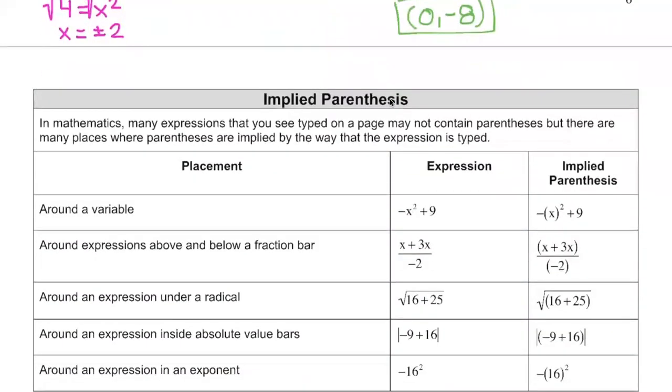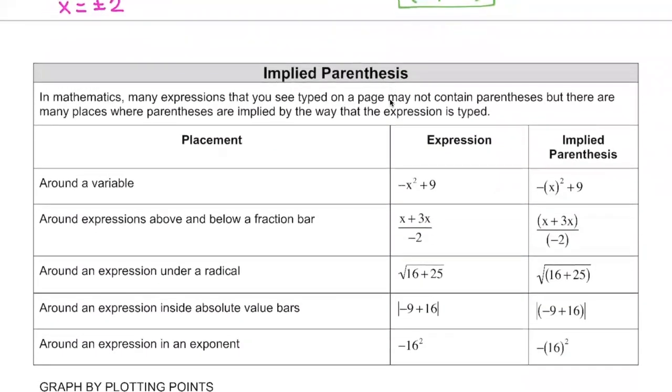The next thing we're going to talk about is implied parentheses. So there's always a parenthesis around a variable. So this x squared here means there's a parenthesis around it. It's not around the negative. If it wanted to be around the negative, they would have to put a parenthesis around the negative. There's always an implied parenthesis when you have more than one thing in the numerator of a fraction bar. And then same thing with the denominator. So each part is separate from each other. So it's like there's imaginary parentheses there.